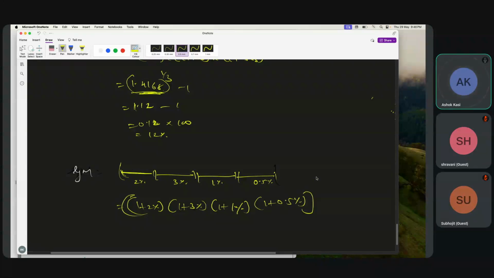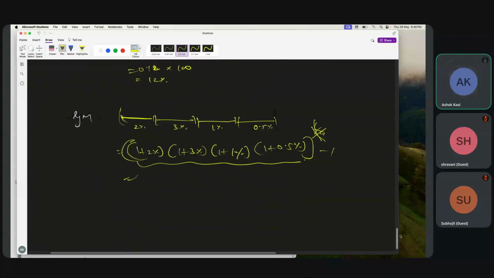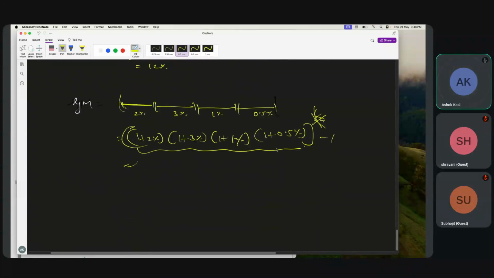That's it. I will not do 1 by 4 here because already it is indicating per annum only. Then minus 1. Okay. Just calculate it now. So this step is not required if it is within 1 year. If they ask for more than 1 year, then only I will do 1 by n.